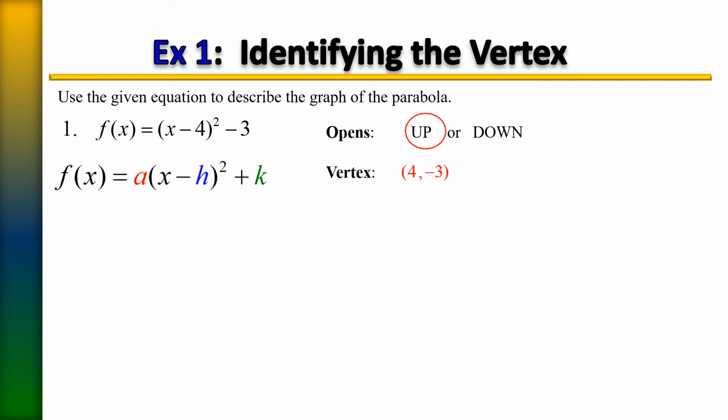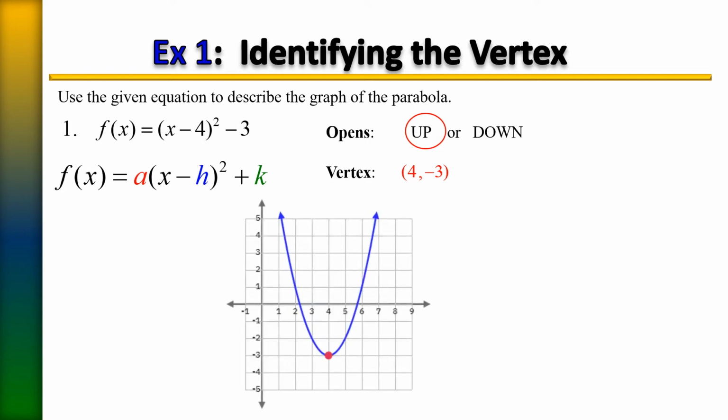If we were to graph this, just looking at the transformation of it, we can see it is nothing more than the quadratic function that has been shifted to the right 4 units and down 3 units. So if we graph it, it's going to look like so. And notice the graph will shift over 4 units to the right and then 3 units down.